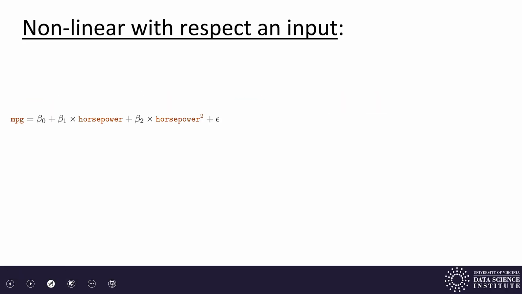And the other method we talked about for creating a nonlinear regression is to take one of our variables and take that variable raised to some exponent. And so in this example, we're going to estimate miles per gallon. And we're going to do that as a function of horsepower, and we're going to use this quadratic equation for horsepower. Right? So it's the constant term plus a linear term, and then plus this quadratic term.